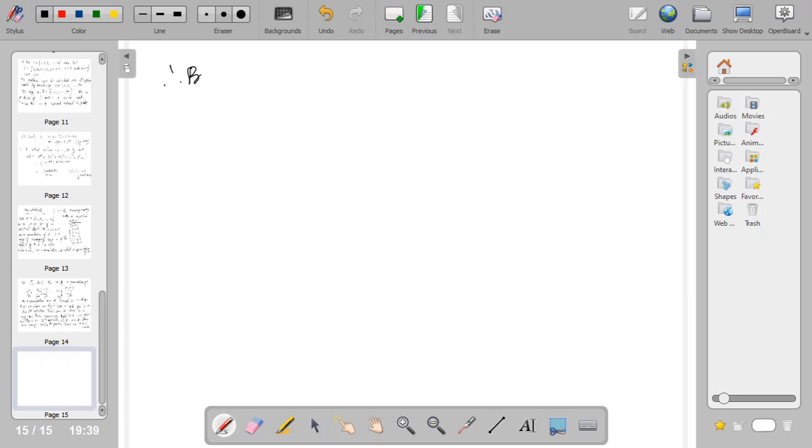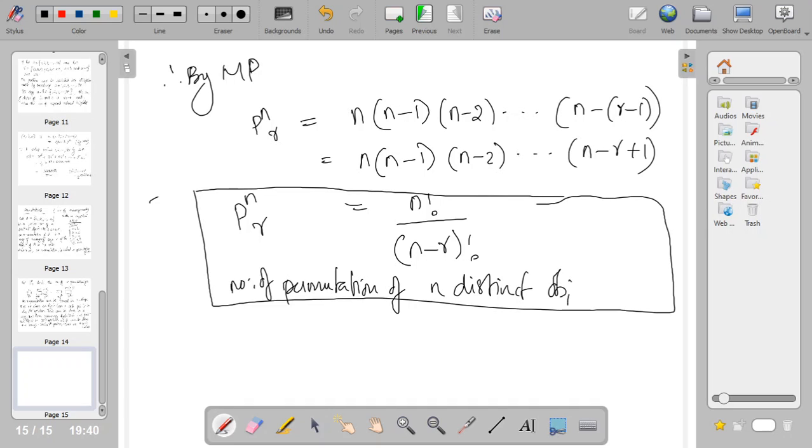So this is the number of permutations of n different objects or n distinct objects taken r at a time without repetition. So when you say PNR, this is what it means. It is the number of permutations of n distinct objects taken r at a time without repetition.